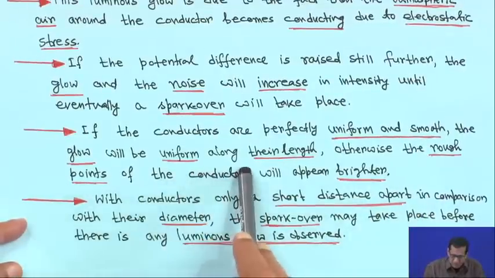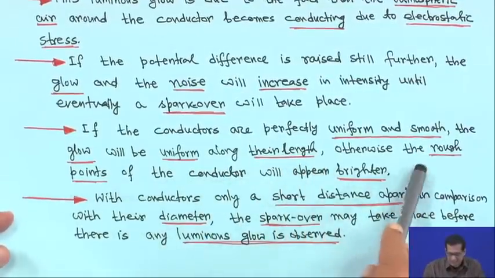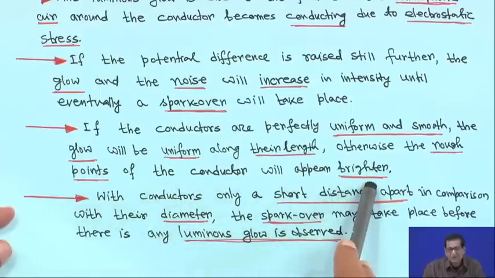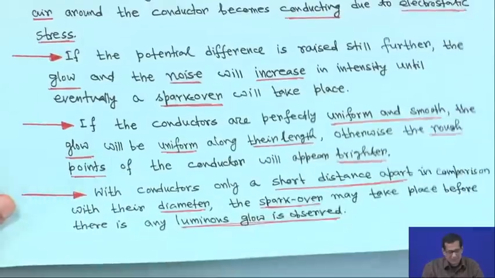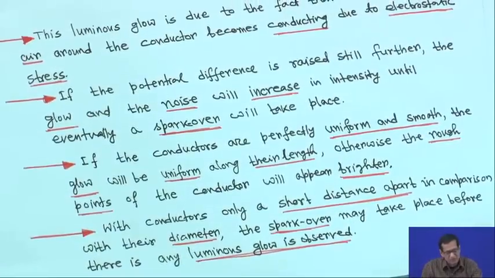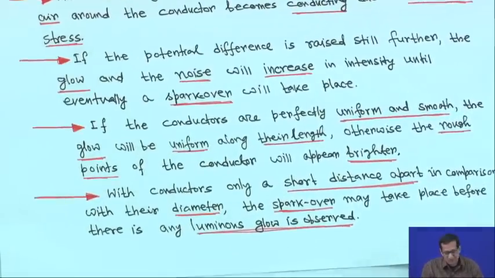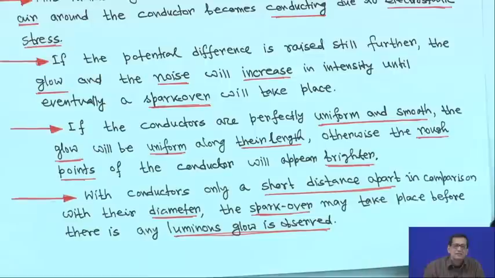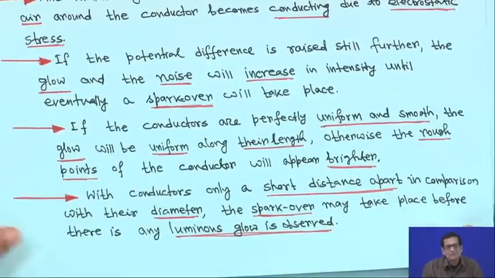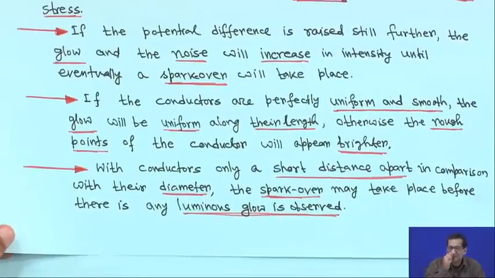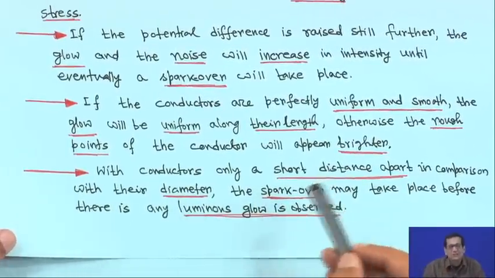The glow will be uniform along the length, otherwise the rough points of the conductor will appear brighter. I mean, if the conductor surface is not smooth all the time, some rough points will be there, and wherever rough points are there, that luminous glow will be much brighter than the smooth portion of the conductor.